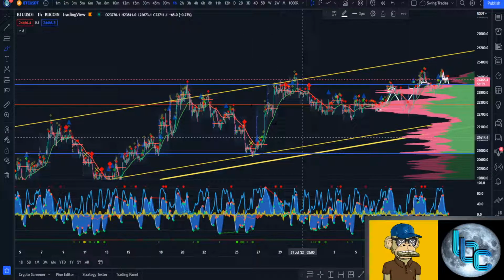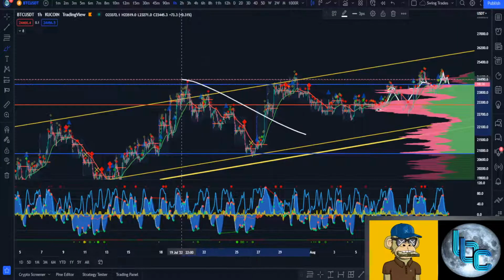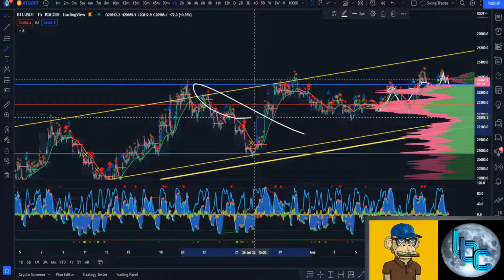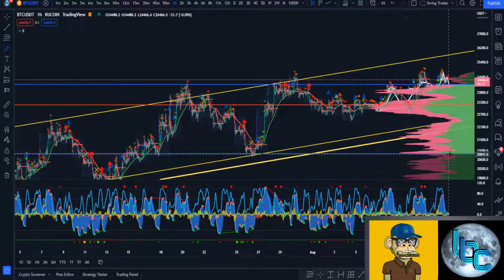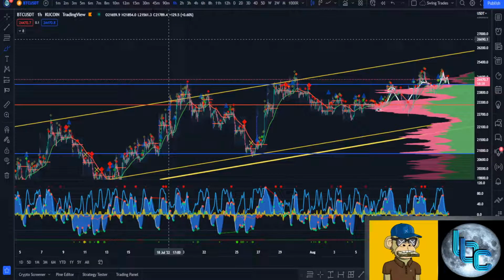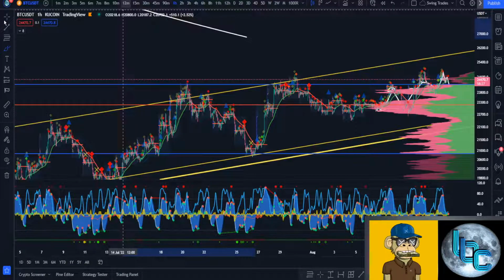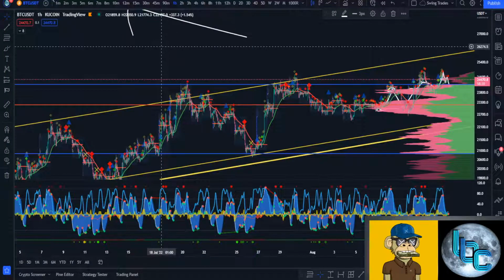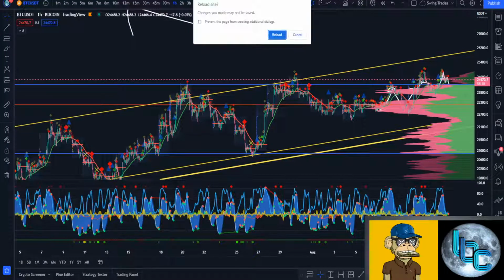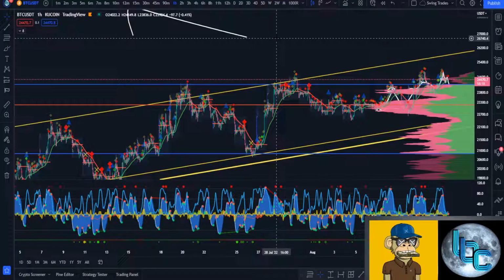It has not been touched. Price never came back down to it. It doesn't have to come back to it. But if price was to break down from this larger point of control, the drawing tools are doing the stupid stuff again. My TradingView just, whatever. I've got to refresh it.